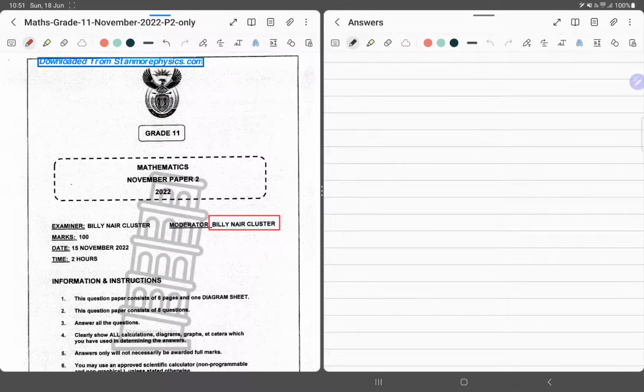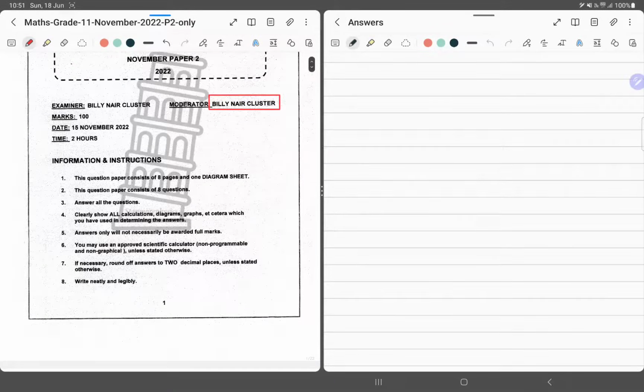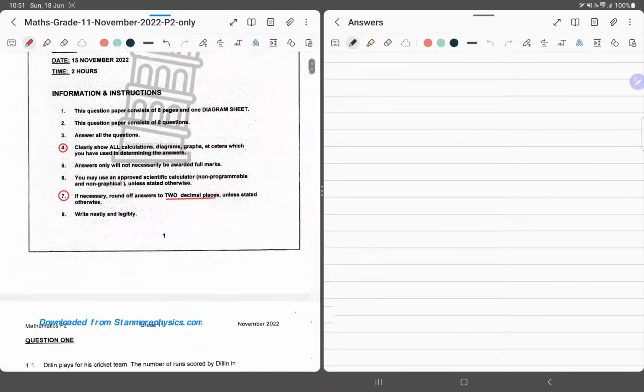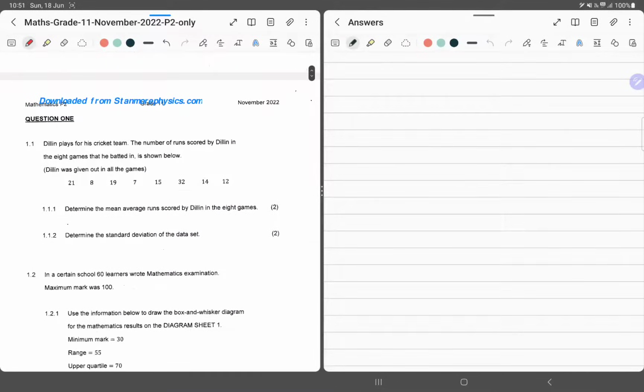So we've got instructions which you don't want to operate without. Essentially, instruction 4 is important. Show all calculations, diagrams, graphs, etc. which you used in determining your answers, and technically the rounding off part. This says to 2 decimal places. That is very important, and the rest is pretty straightforward. Let's just keep working. So let's start with question 1.